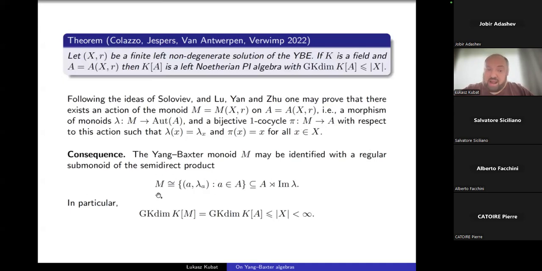And this allows us to realize our monoid M as a subdirect product, as a regular submonoid of the semi-direct product of the monoid A and the image of the lambda map. The lambda map is exactly the action of the monoid M via automorphism on the monoid A. So in particular, the algebra of M sits inside the semigroup algebra of this semi-direct product. So applying this and knowing that the image of lambda is finite, in case our set is finite, and elements of M are in bijection with elements of A, we get a formula for the GK dimension of K[M]. And using the above theorem, we know that GK dimension of K[M] is finite, provided our solution is finite.